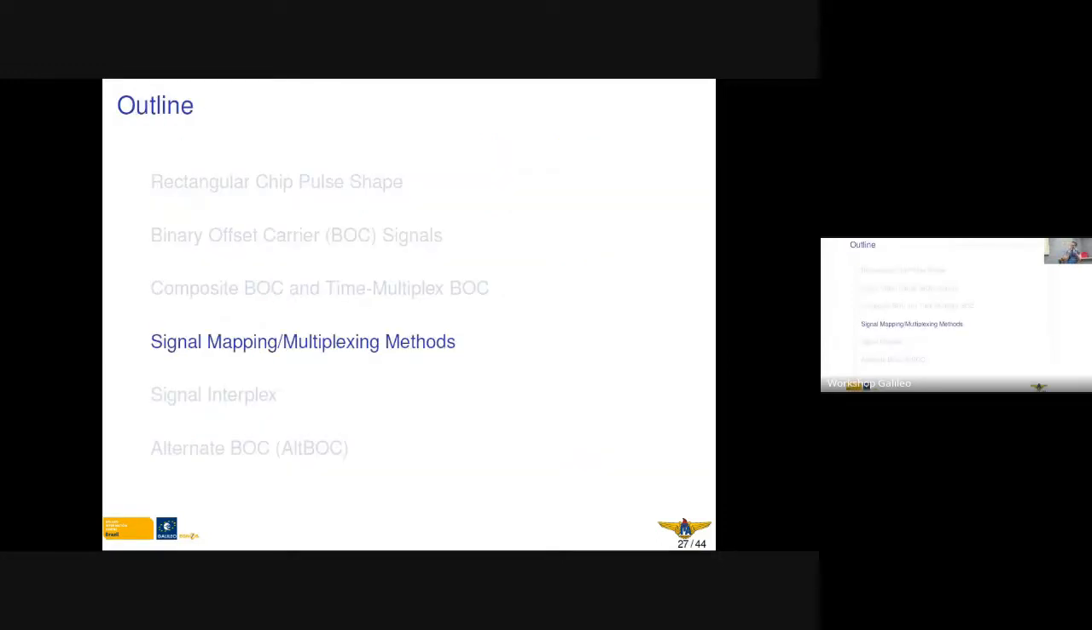So this was a quick summary of the used chip shapes today. The rectangular chip is used for the majority of signals still today. There are some signals that use BOC, binary offset carrier, chip shapes, especially the new open service signals of Galileo and GPS, and also the military services of Galileo and GPS use BOC signals in order to introduce mainly FD-CDMA, increasing spectral separation between authorized and non-authorized services, and also of signals in general in the band.